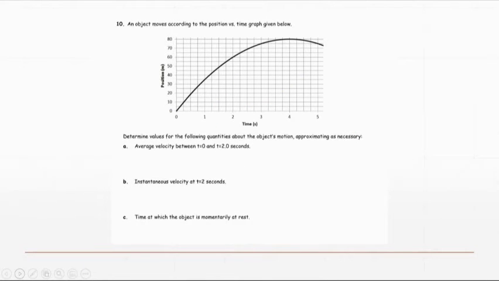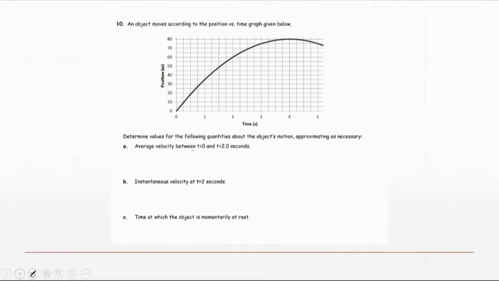So looking at another question, this is where we start looking at things like instantaneous velocity. In order to get the instantaneous velocity, we're going to be taking the slope of the tangent line. In this first question, it says an object moves according to the position versus time graph given below. Determine values for the following quantities about the object's motion, approximating as necessary.